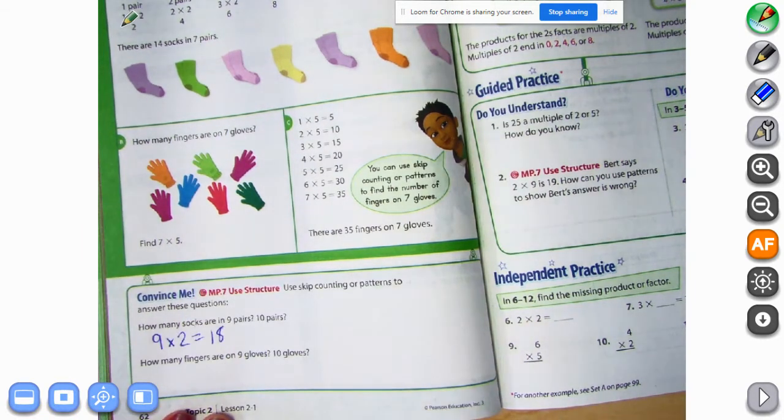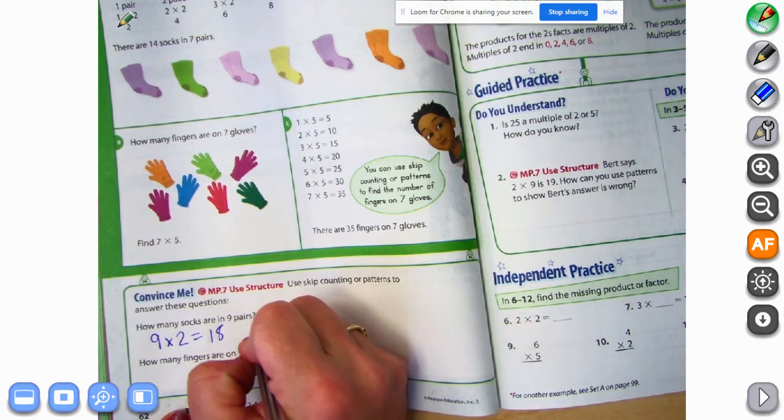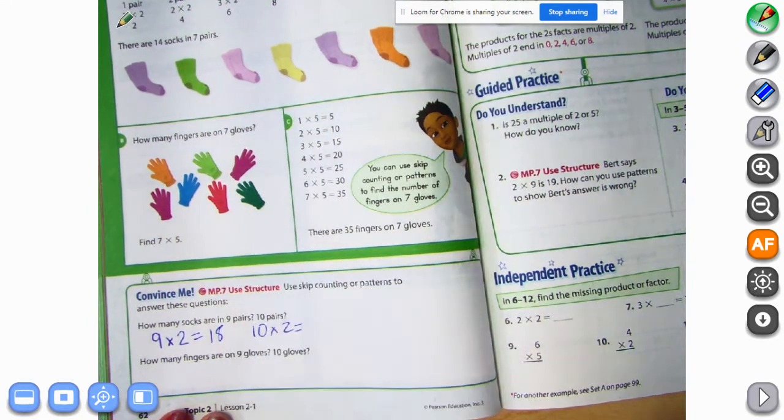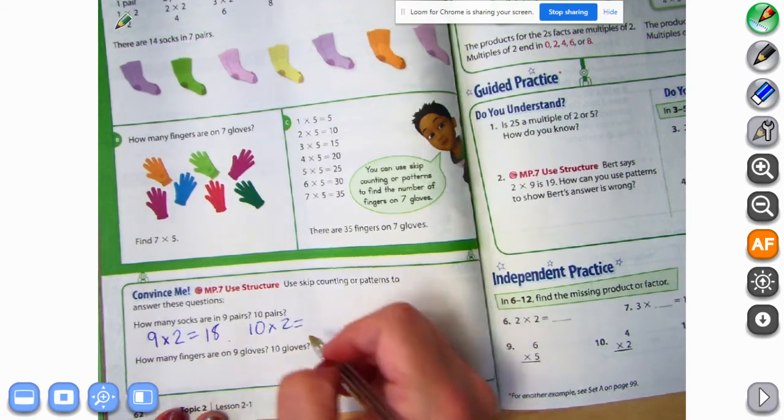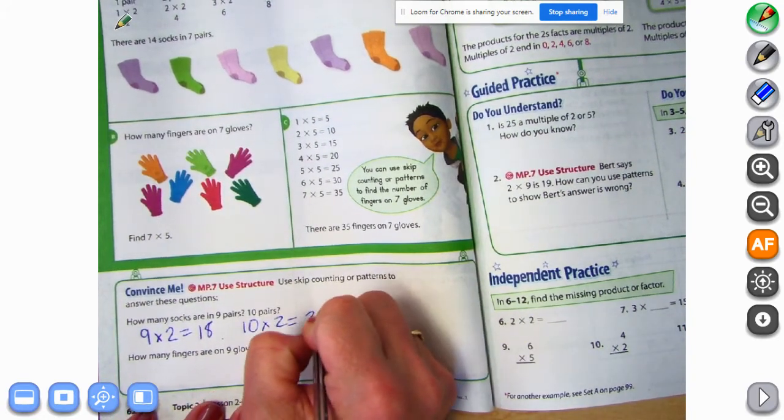How many pairs of socks are in 10? So that'd be 10 groups of 2. So if we've already done 9, that makes 18. 10 groups of 2 would be 20.